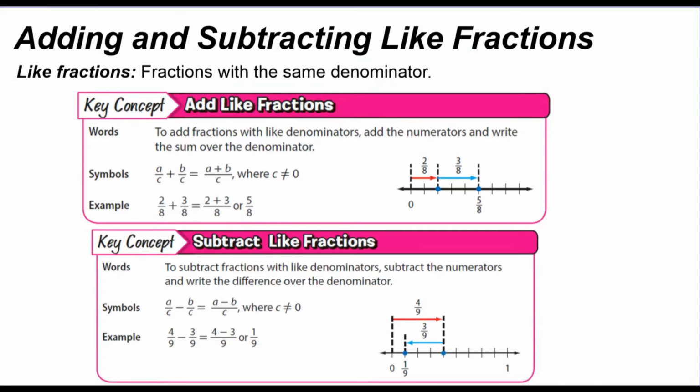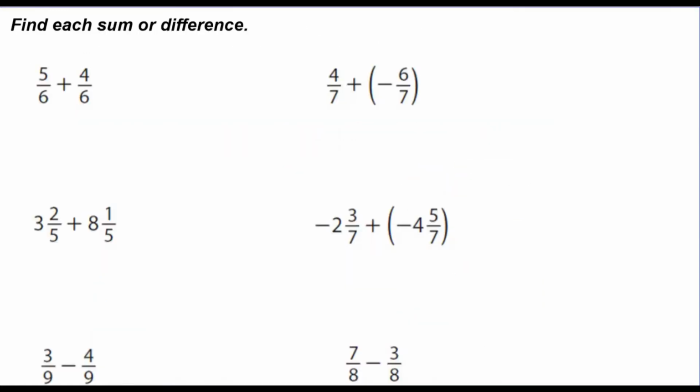That's what that denominator tells us, the size of our pieces. So to do that, we're going to add the numerators together and write the sum over that same denominator. So the denominator doesn't change. We're just changing the numerator because we're combining the amount of how many of each size piece we have. Same thing with subtraction of fractions. With the same denominator, we're just going to subtract the numerators to get our result. So let's take a look at some examples of fractions that have the same denominator and finding the sum or difference, dealing with positives and negatives here.